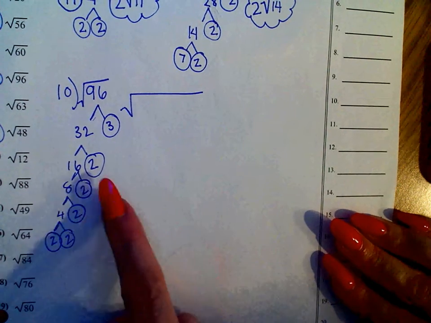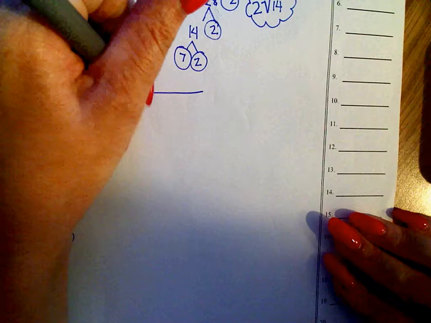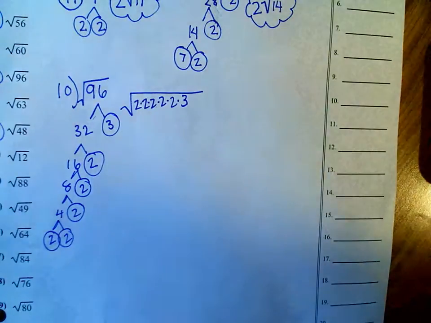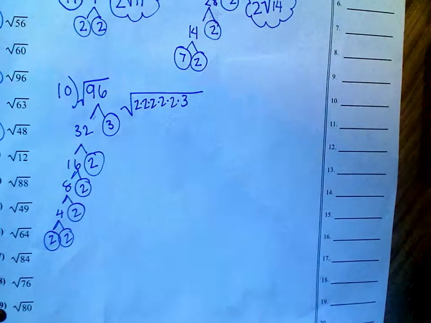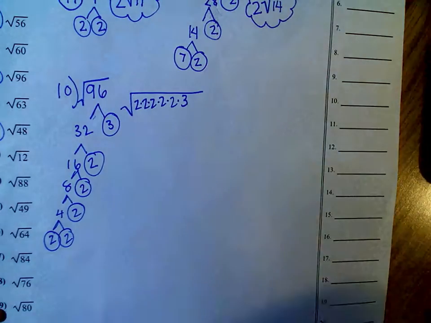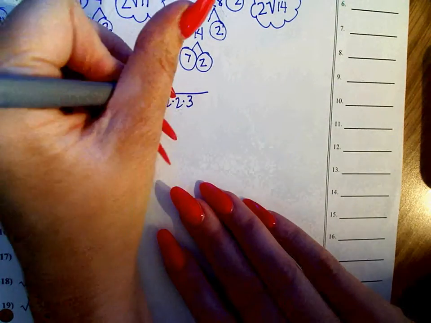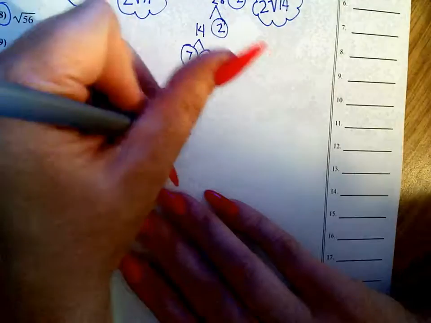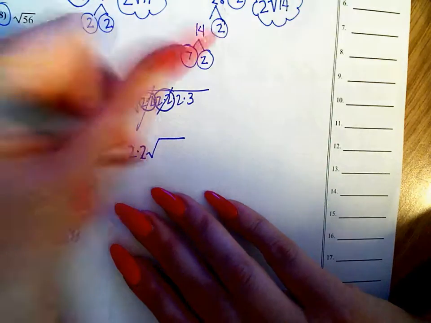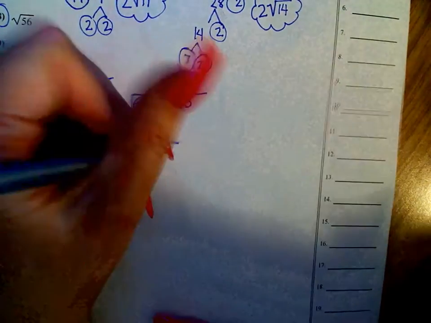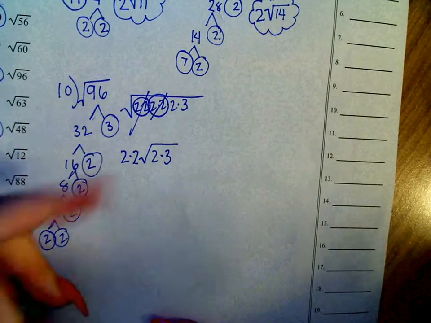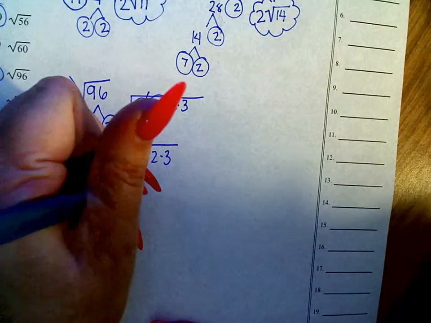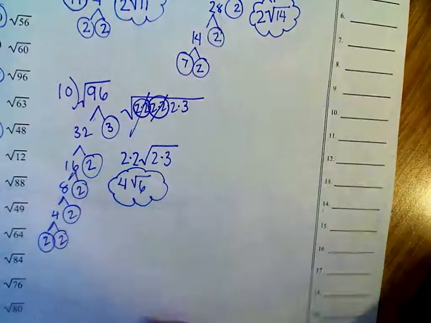Okay. Alright, so we have 1, 2, 3, 4, 5 2s and 1 3. So circle. You have 2 pairs here. So cross out both pairs. And since we have 2 pairs, that means we're going to put 2 2s on the outside. Now let's clean it up. So on the outside you have 2 times 2, which is 4. On the inside you have 2 times 3, which is 6.